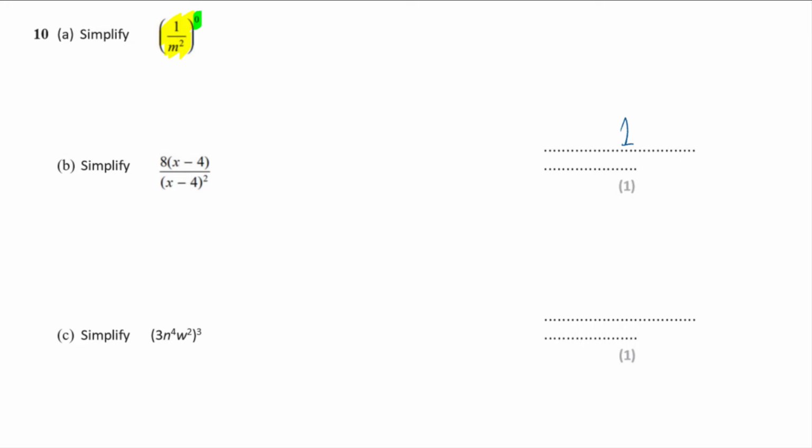Second one, B, simplify 8 lots of x minus 4 over x minus 4 squared. Now that's the same thing as 8 lots of x minus 4 over x minus 4, x minus 4, two brackets multiplied together. When you've got things multiplied on the top and the bottom that are the same, you can just cancel them out like that. That leaves me with 8 over x minus 4. I do not believe that simplifies any more than it already does, so that is my answer. It's going to be 8 over x minus 4.